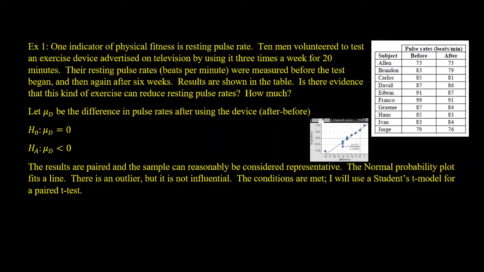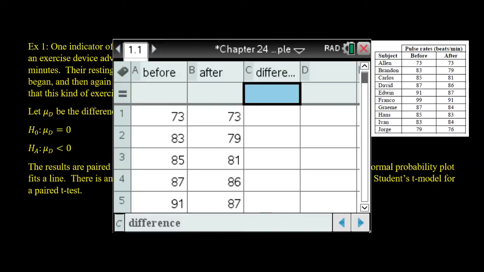Now let's go to the calculator to find our statistics, the p-value, the t-score, degrees of freedom, all of those things. So I have the data in there already. We have a before and after column. Since we're doing the difference, we're going to use the calculator to find that. I don't have to do it manually. I'll type a formula in. If you notice, I have a difference column.